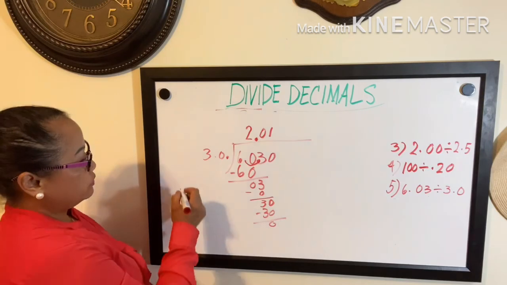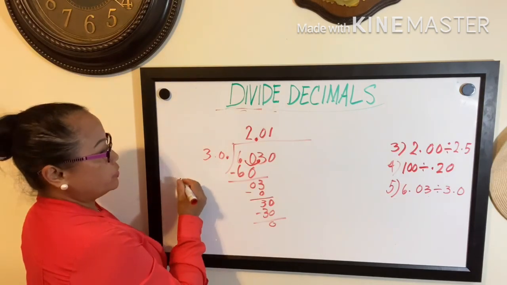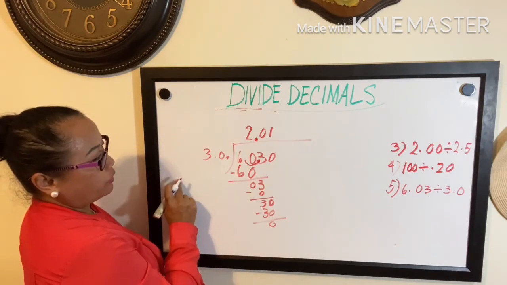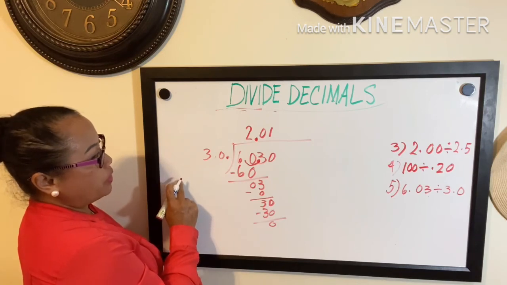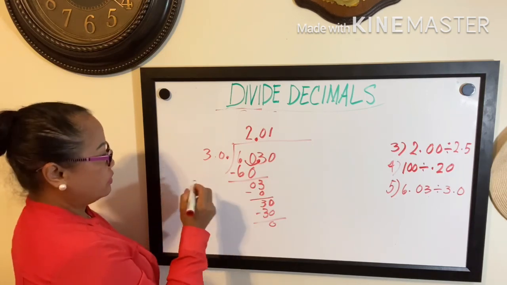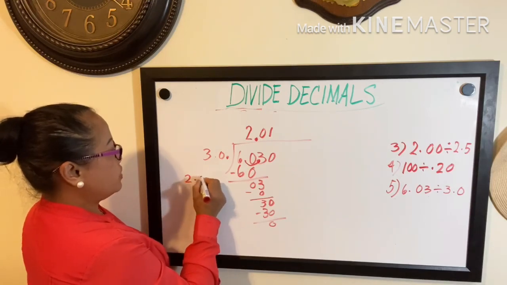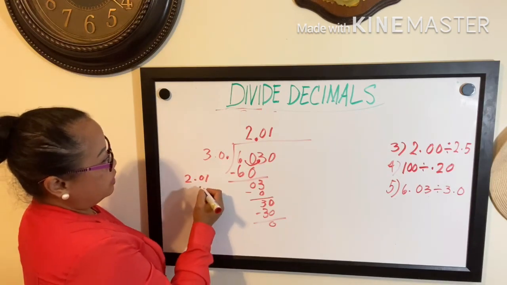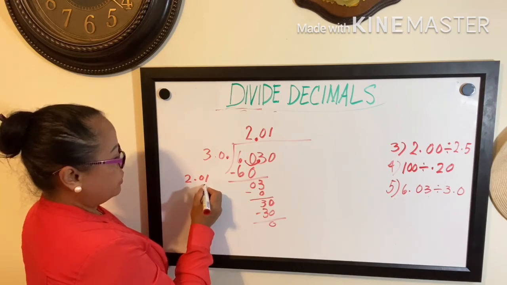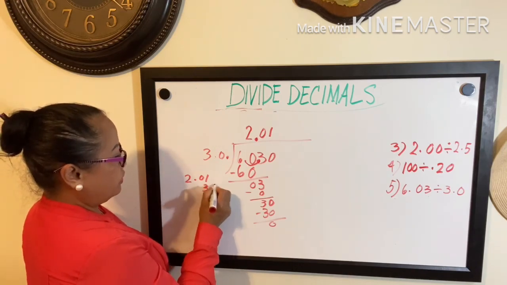Okay. Let's try to check if our answer is correct. Let's see. 2.01 times 30. I'll just write it like that.